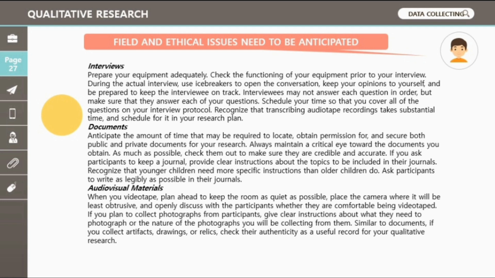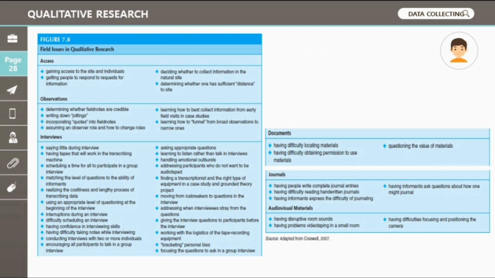And for the last, audiovisual material. When you videotape, plan ahead to keep the room as quiet as possible. Place the camera where it will be least obtrusive and openly discuss with the participants whether they are comfortable being videotaped. If you plan to collect photographs from participants, give clear instruction about what they need to photograph or the nature of the photograph you will be collecting from them. Similar to documents, if you collect artifacts, drawings, or relics, check their authenticity as a useful record for your qualitative research.